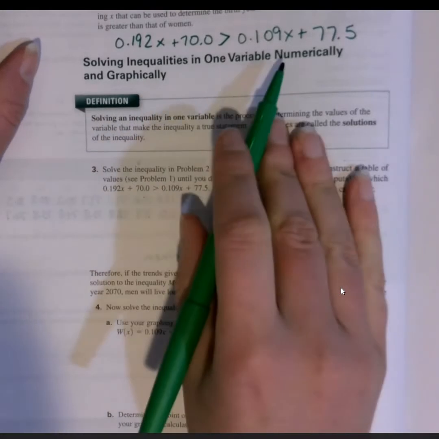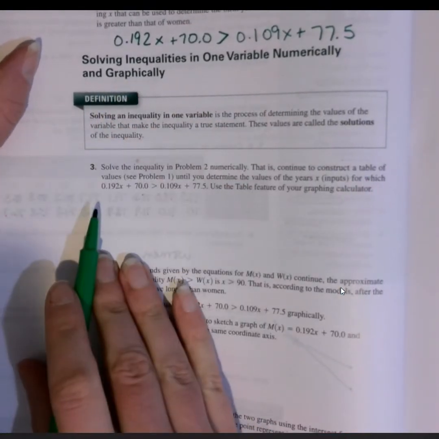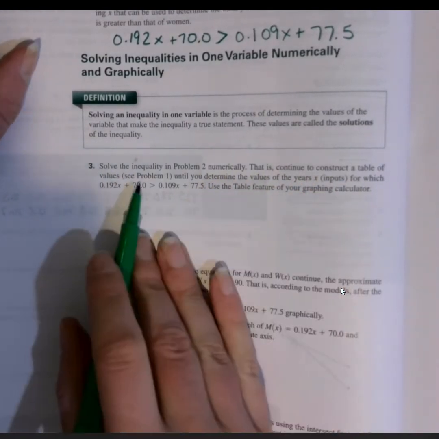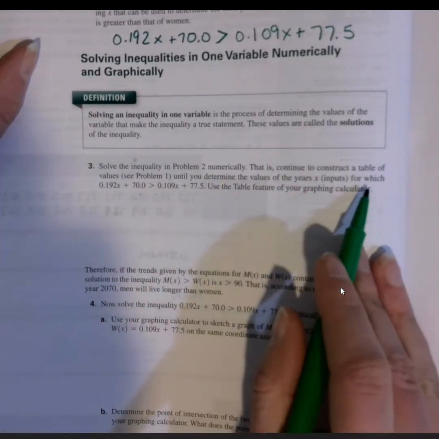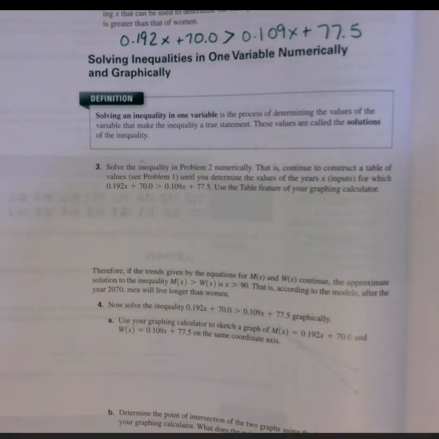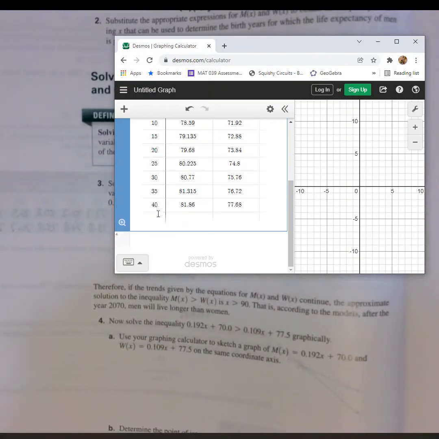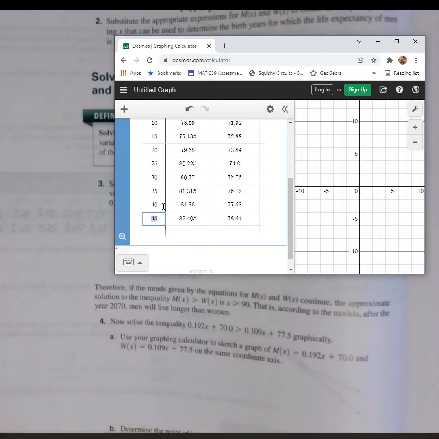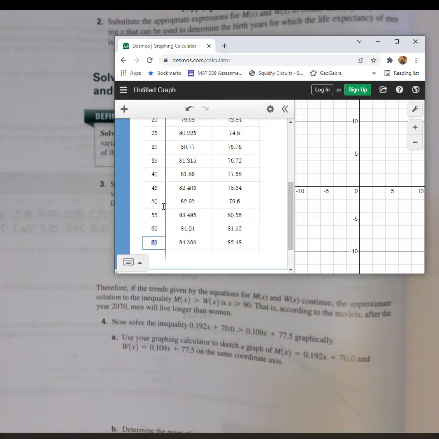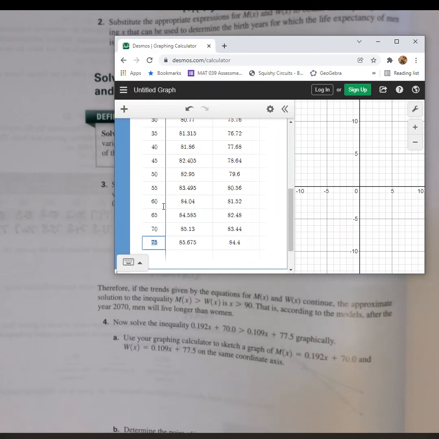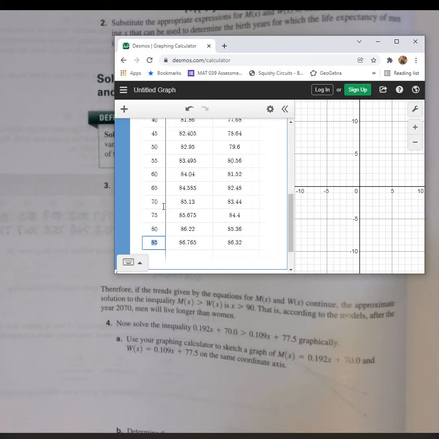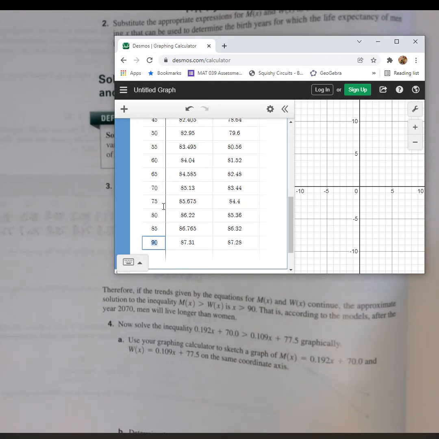So we're going to solve this numerically and graphically. First of all, we want to solve it numerically. That is, make a table and continue to put in inputs until we can find out where the solution is. I already have my table started, but I can't see the solution yet, so we're just going to keep going. Okay, women is still higher. Still higher. Still higher. Women is still higher, but not by much. Barely higher. Men, oh, still higher.